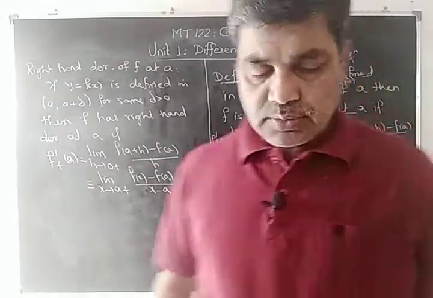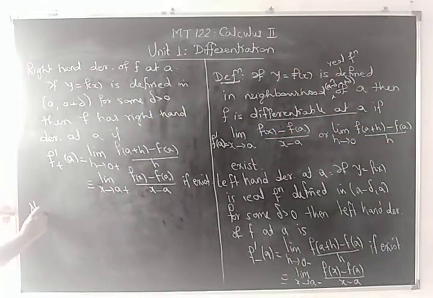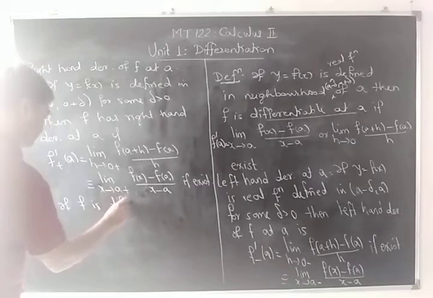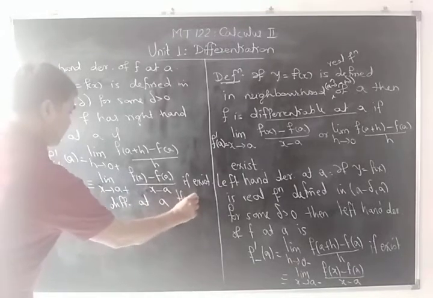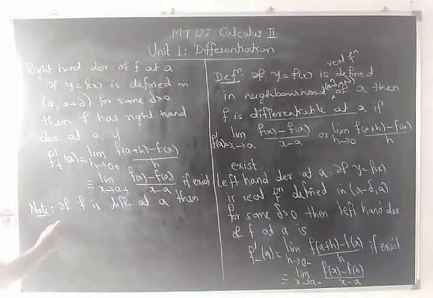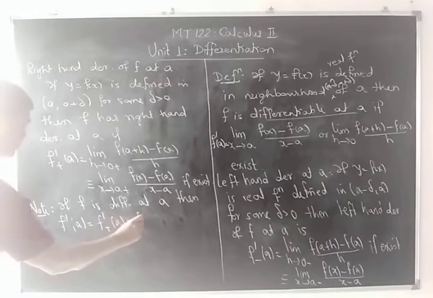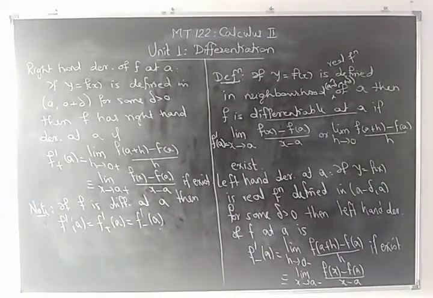Okay, so note, if f is differentiable at a, then f dash a is equal to f dash plus a is equal to f dash minus a. Left hand derivative and right hand derivative are equal.